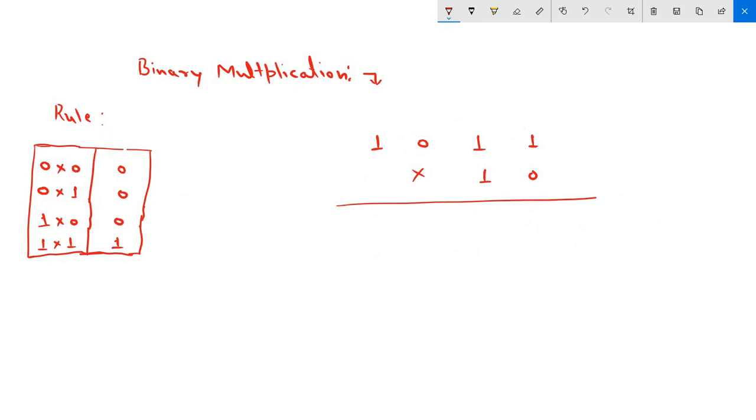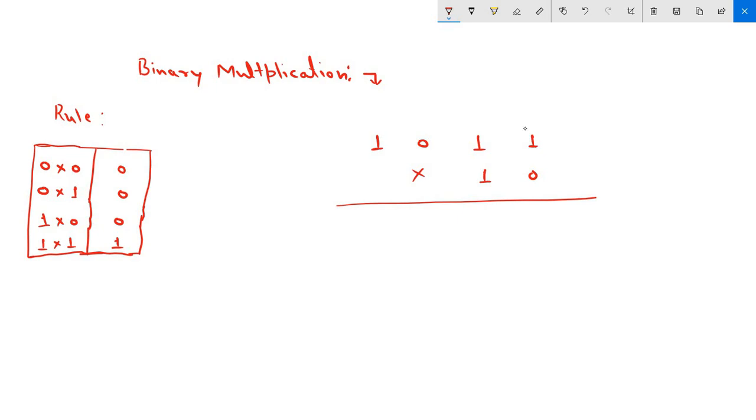Okay, now we are going for binary multiplication. So there is a rule for binary multiplication. 0 into 0 equals 0. 0 into 1 equals 0. 1 into 0 equals 0. And 1 into 1 equals 1. So I have two binary numbers, 1 0 1 1, multiplied by 1 0.